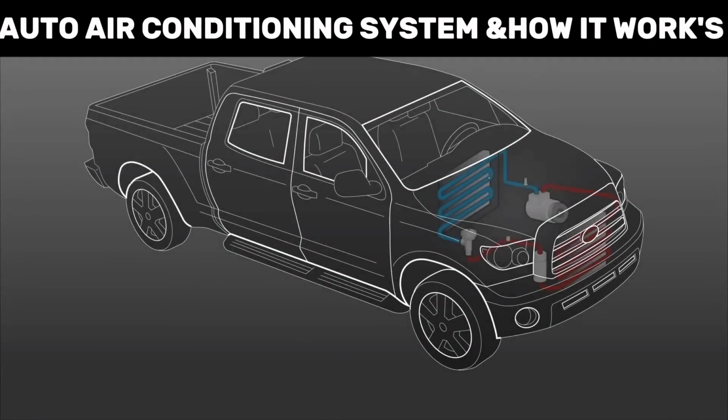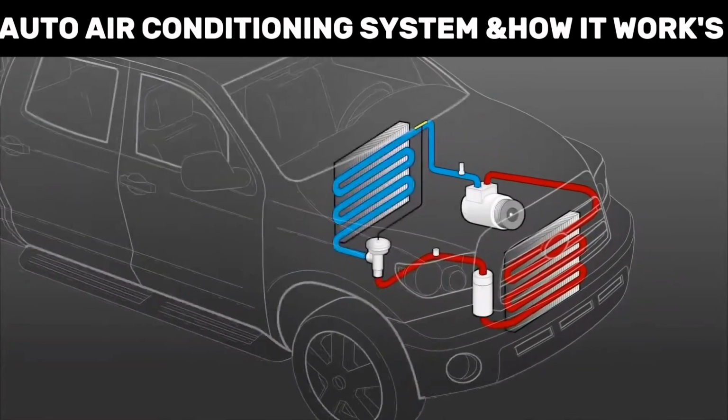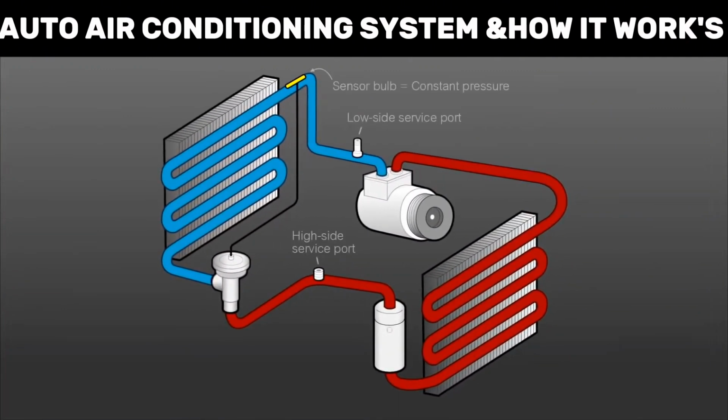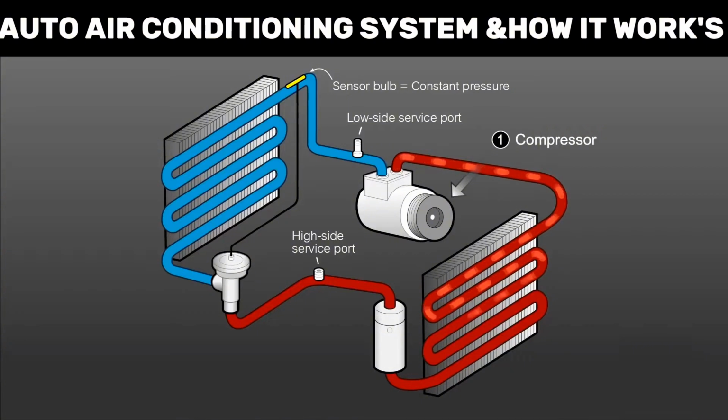We have designed a basic auto air conditioning system diagram to show you the flow of refrigerant throughout the AC system. The compressor is the workhorse of the system and is where we'll start. It receives cool, low-pressure gas which is compressed into a high-pressure, high-temperature gas and pumped out of the discharge side of the compressor and flows into the condenser.